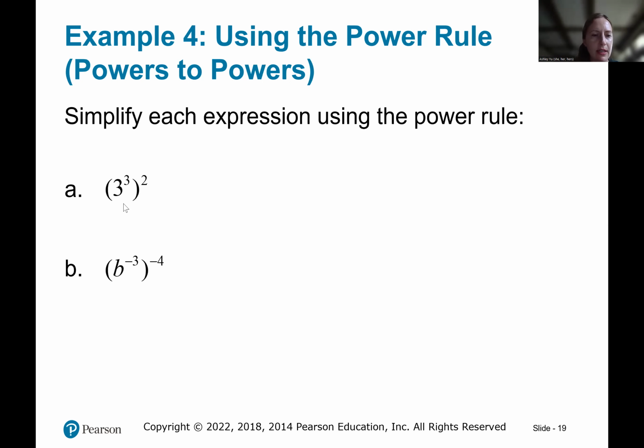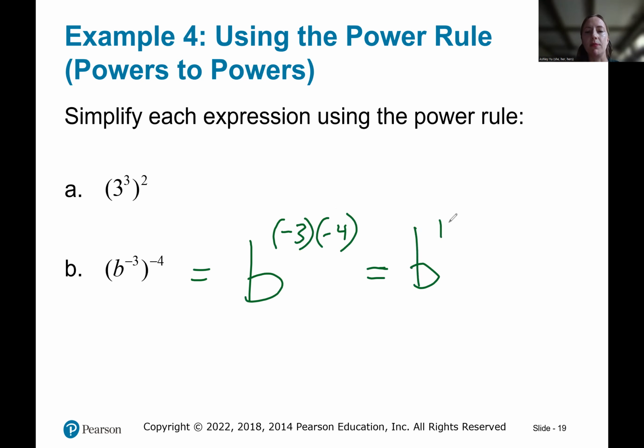Okay, let's see. Now, the second one, we haven't done that yet. This one's kind of weird. It really helps me to write it out. B to the, and this is, again, just one base and two powers, so I'm multiplying the powers. It's a similar situation to the first one, except it looks weird because of the negative powers. But still, I'm multiplying. So -3 times -4 is +12. There we go. That's it. So the negative powers ended up becoming positive, which is kind of nice because they looked scary at first.